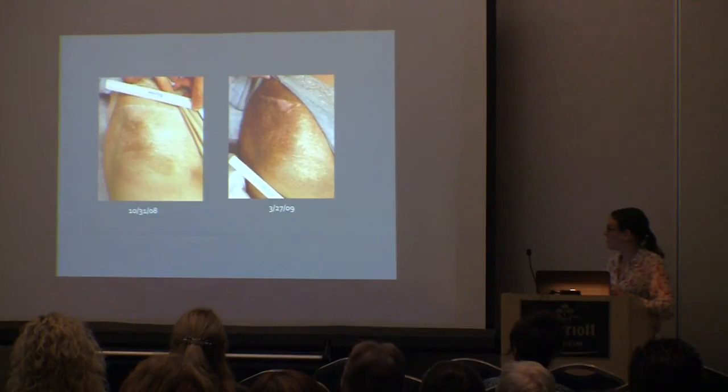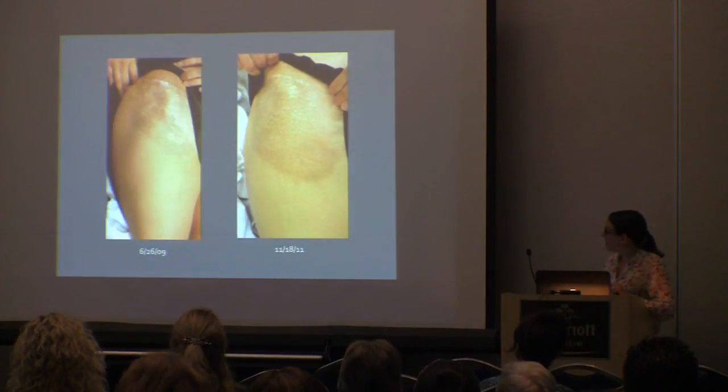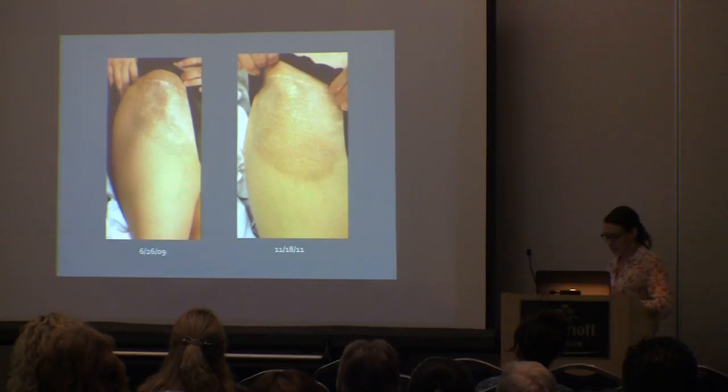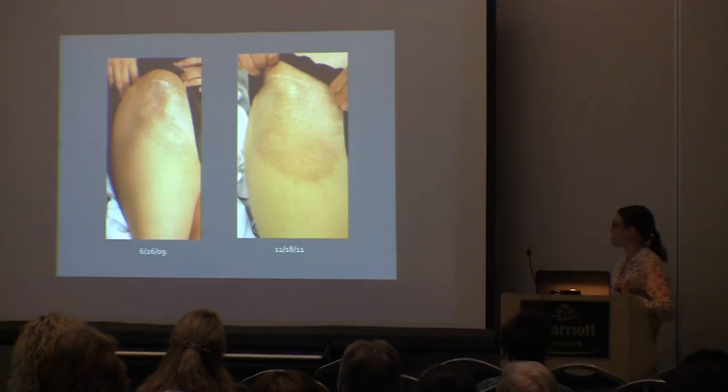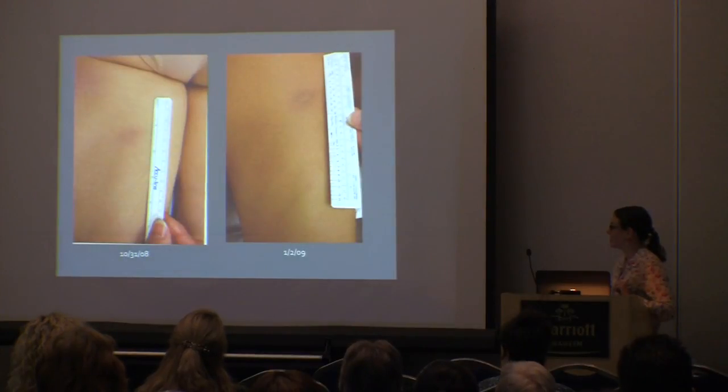This is another patient, and she developed morphea kind of in her abdominoplasty scar. We treated her with UVA1, so she became very tan. And then you can see her a couple of years out, and you can see that the appearance of the lesion has improved, but it has not gone away completely, and she's remained inactive for several years.